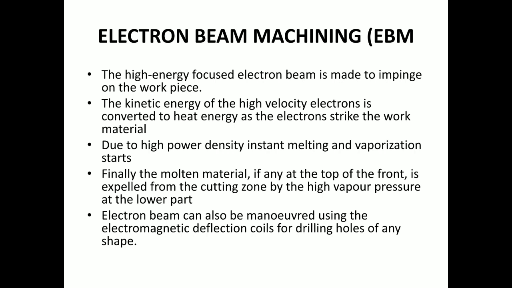The electron beam can also be maneuvered using electromagnetic deflection coils. These coils are used for moving the electron beam to different areas, or to deflect the beam in the manner you want. This can be done with the help of electromagnetic deflection coils for drilling holes of any shape. So if you want to drill a rectangular hole, the deflection coils will help move the electron beam to different coordinates, and that will generate different shapes of holes.